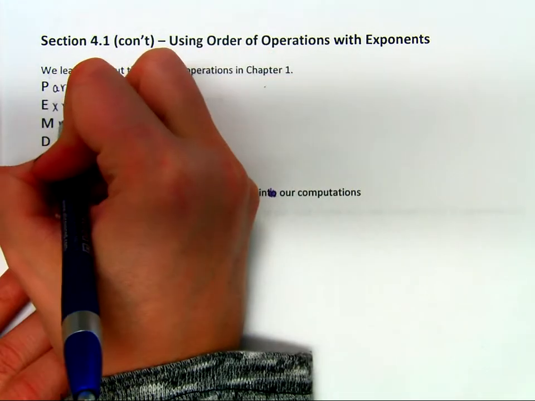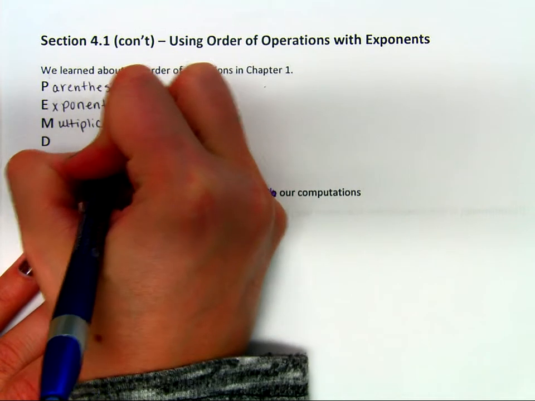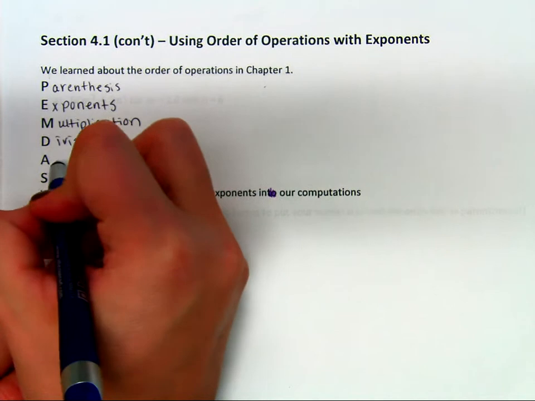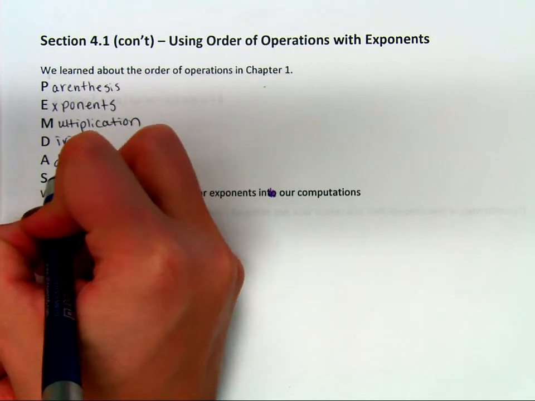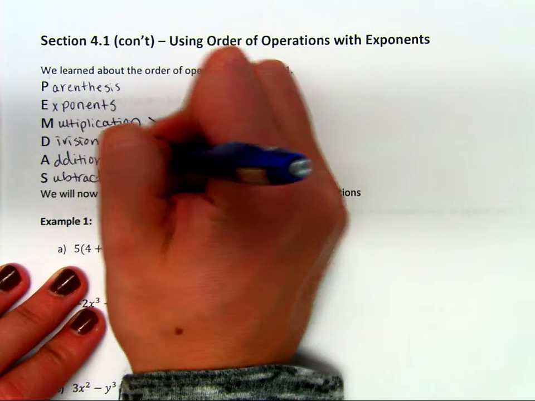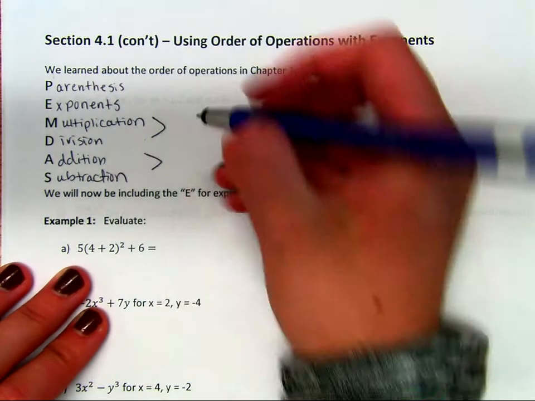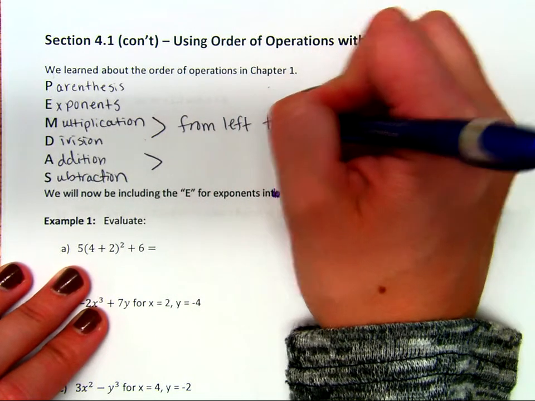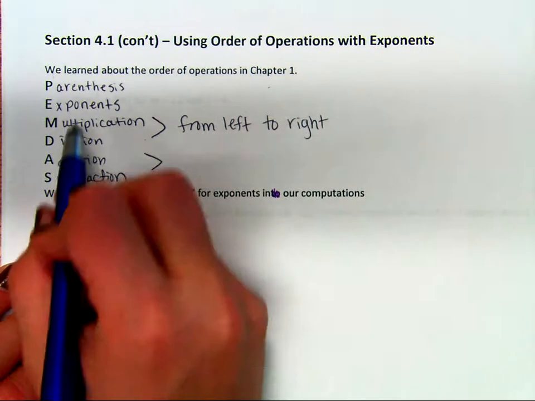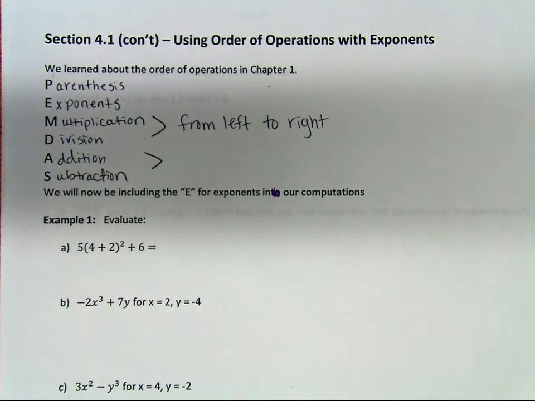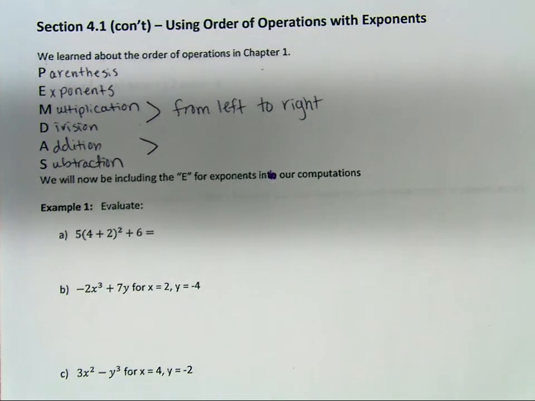And then the M is multiplication, the D is division, the A is addition, and the S is subtraction. And then we always have to remember multiplication and division, we go from left to right, so they're kind of on the same level. We do whatever comes first in the problem for multiplication and division. Same with addition and subtraction. If there are both addition and subtraction in a problem, we do whatever comes first. So let's just remember that when we're evaluating.